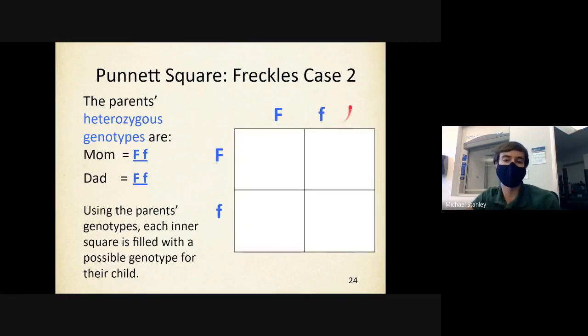So we set up the Punnett square the same way, one parent across the top, one parent down the side. And we fill it in the same way too. This would be big F, this one's big F, little f, this one's big F, little f, and this one is little f, little f.